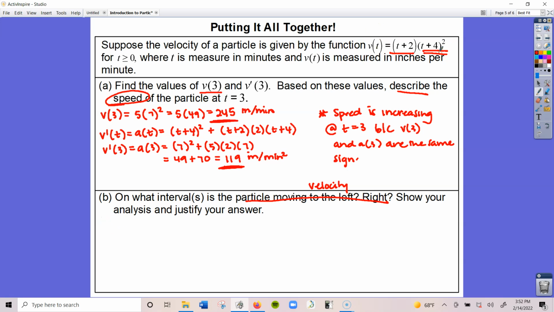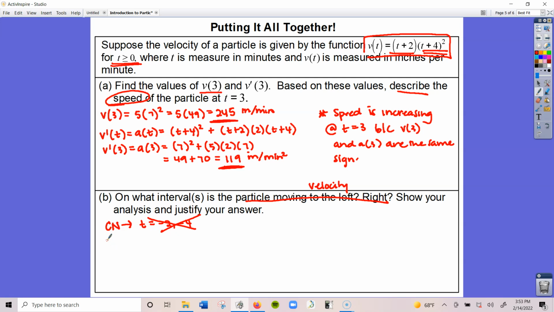Since this is already my velocity function, I don't need to take any derivatives. I am going to use this equation to get my critical numbers, which based on that equation, my critical numbers are t is equal to -2 and -4. Now here's the thing, t stands for time, and we cannot have any negative time. So these critical numbers do not matter. And again, it says so here for t is greater than or equal to 0. These are less than 0.